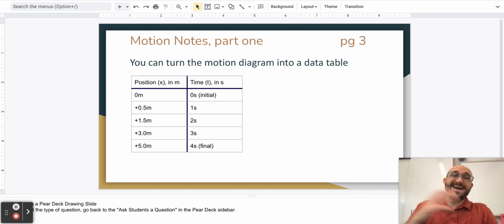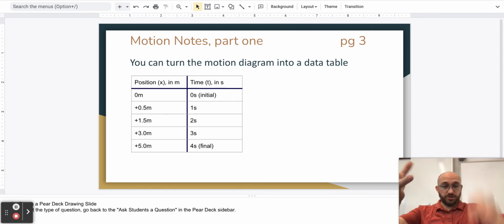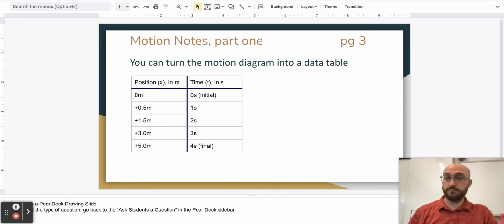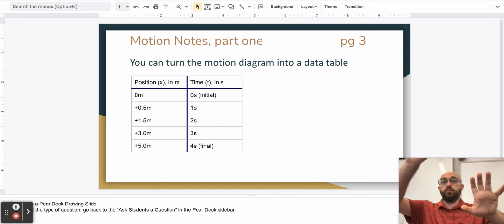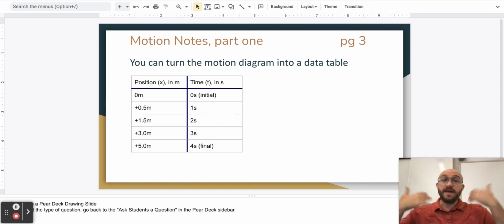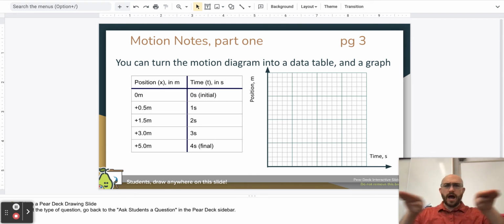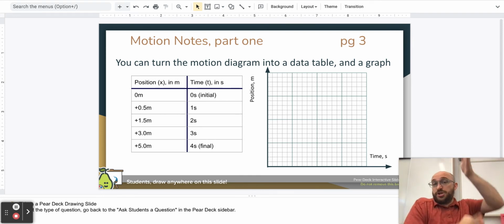Now, I can take that data and just turn it into a table. I got my position, I got my time. I just literally took what's on this, and I put it in a table instead. I got my times and those positions. And now I can turn it into a graph. Notice that time is on the horizontal here, and position is on the vertical.